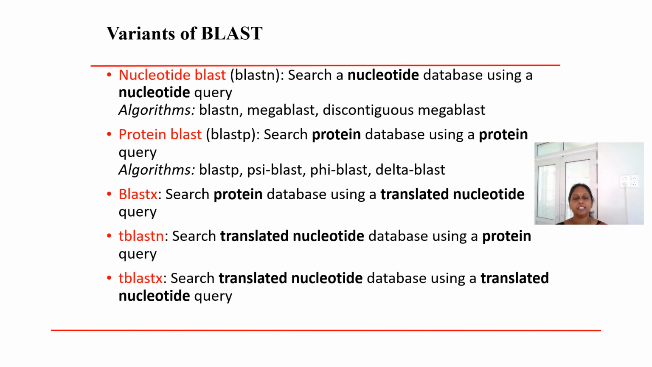Yeah. So the next variant is BLASTX. This BLAST will search the protein database using a translated nucleotide query. So the input query sequence will be translated, and then it will compare with the protein sequences. TBLASTN will search the translated nucleotide database using a protein query. So you give the protein query and it will compare with the translated nucleotide database. TBLASTX will search the translated nucleotide database using the translated nucleotide query.